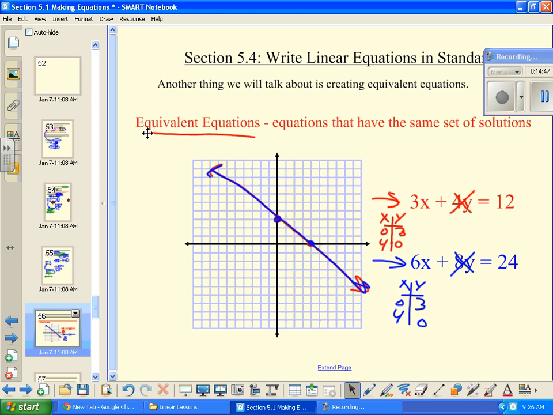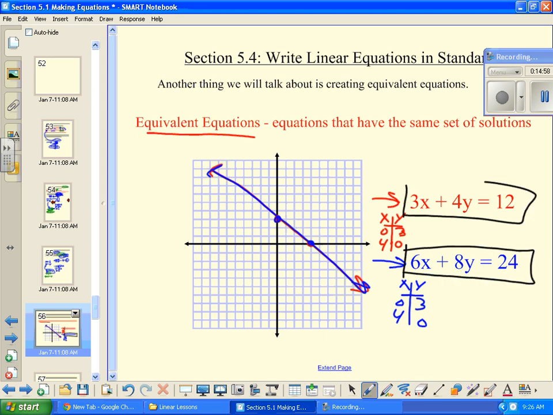So that then asks the question, okay, how do I make equivalent equations, or how can I tell when I have equivalent equations? Well, if you look at these two, you may be able to notice a connection here. Notice this one's 3x plus 4y equals 12. This one's 6x plus 8y equals 24. Well, what you notice between all the numbers from the red equation to the blue one is that they are all multiplied by 2.